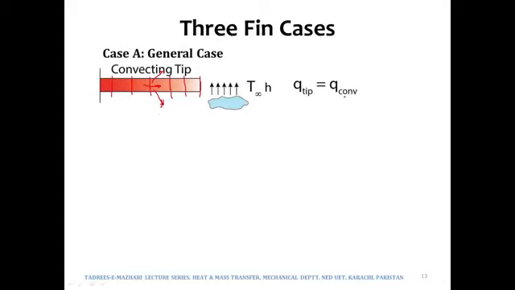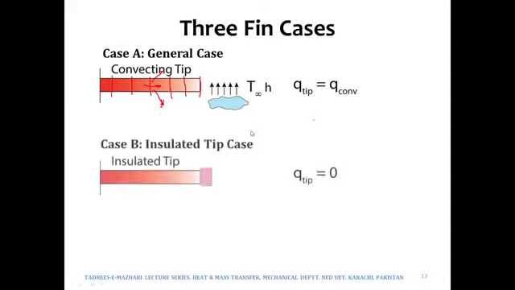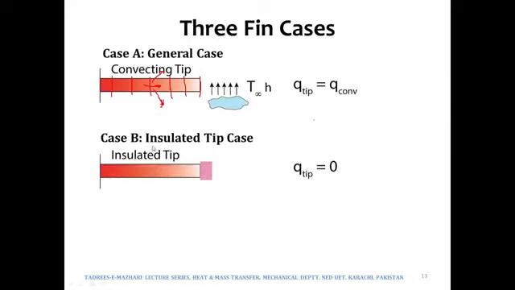This is the case of the working of the fin. Whereas case B pertains to the insulated tip case. It seems as if we have insulated the tip, so therefore there would not be any heat transfer from the tip.